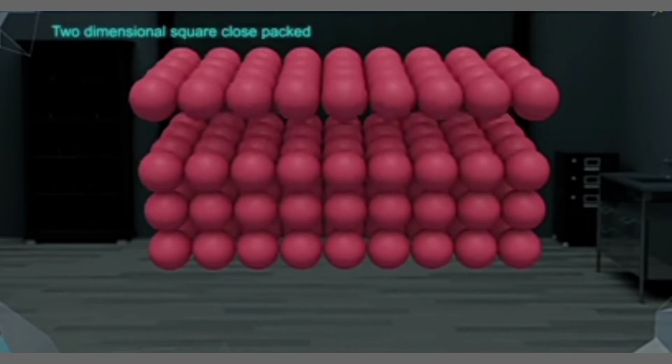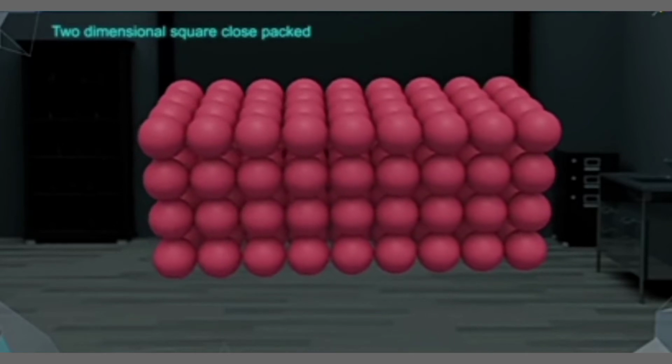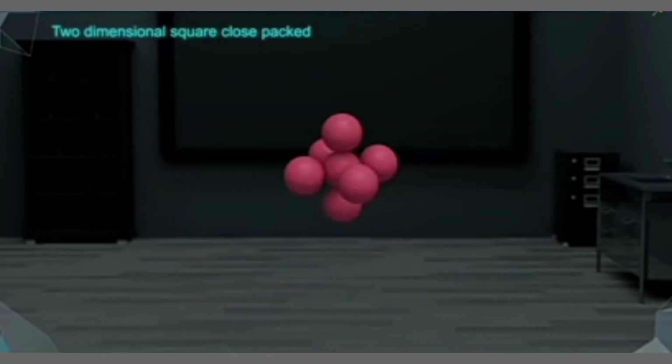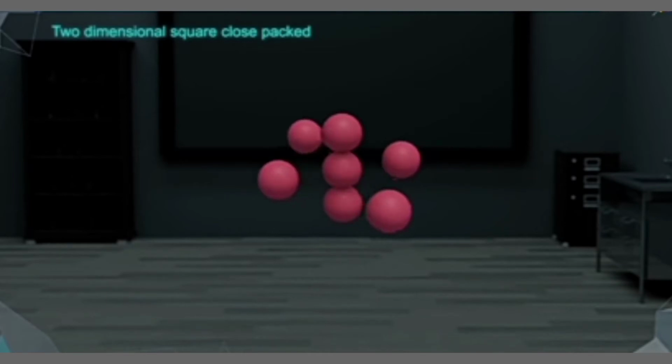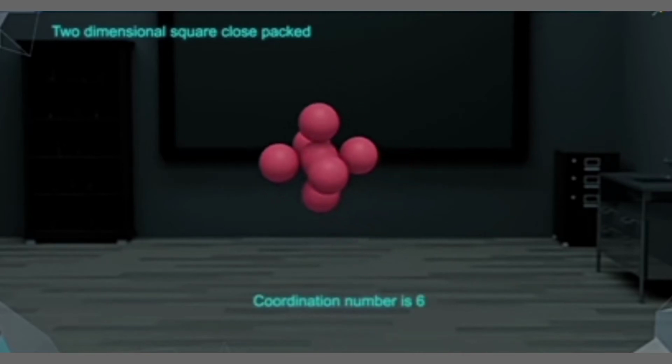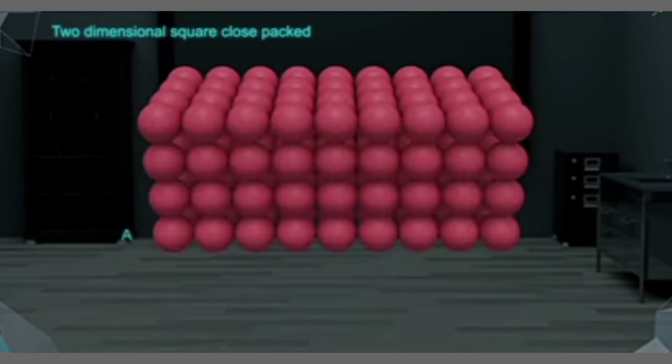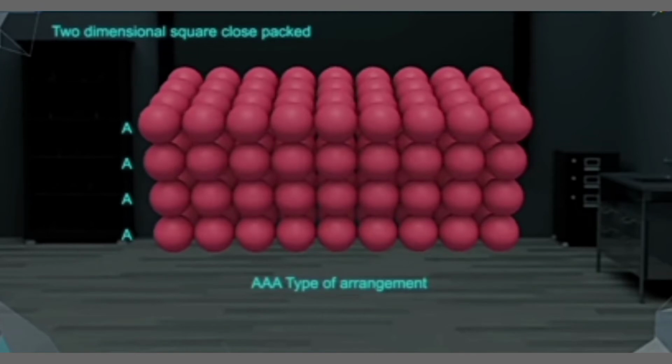On arranging layers one after the other in this pattern, we observe that each sphere is in contact with 6 other spheres, 4 from the same layer, 1 from the layer above, and 1 from the layer below. So the coordination number is 6. If we call the first layer as A type, and since all the layers are also of the same type, this kind of arrangement is known as AAA type of arrangement.